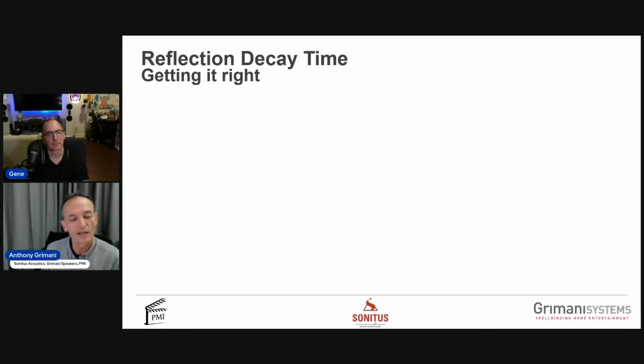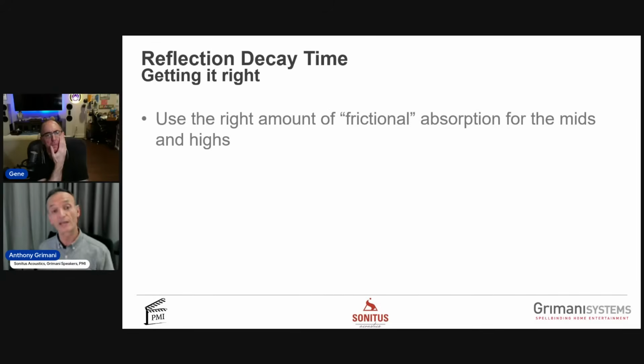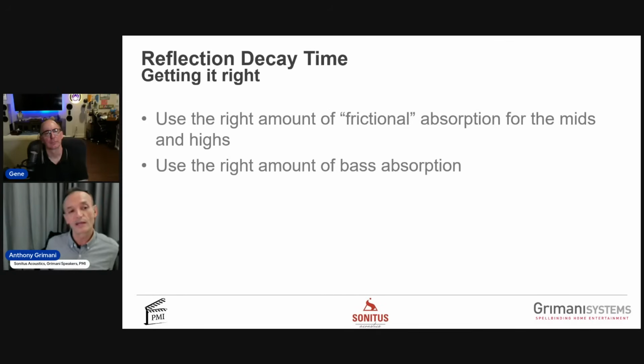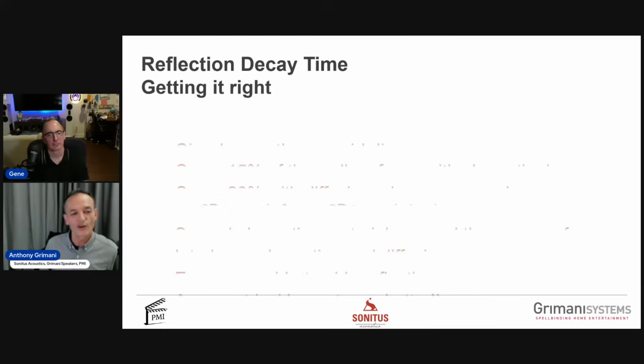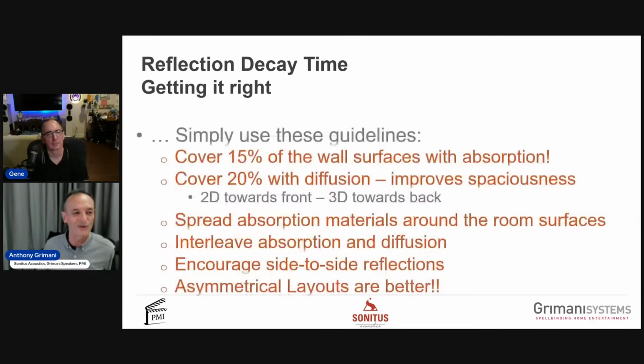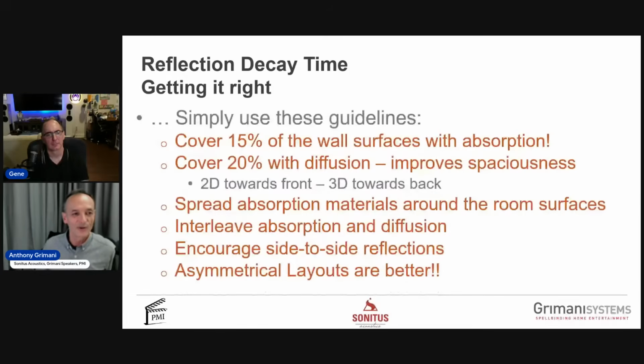So getting it right is the right amount of absorbers, the right amount of bass absorbers, and you can calculate that with these really complicated equations that are called the Sabine, the Eyring, or Arau-Puchadis equation. And I don't have time to get into this. One day, Gene, if we want, we could spend 2 hours going through calculations of that. Or you could just follow this handy rule of thumb, which is to cover about 15% of the walls with absorption.